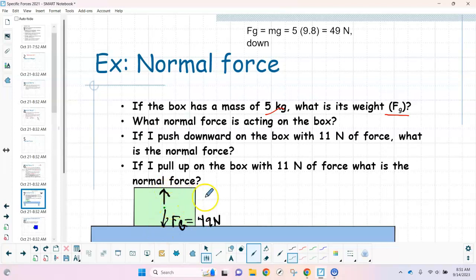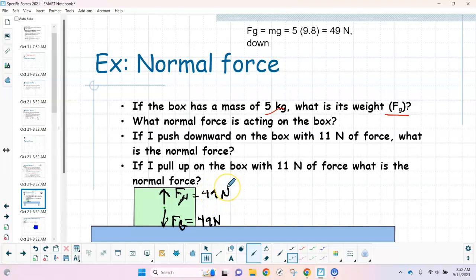And that amount going down and that amount going up should be the same. So this normal force, if I write it out as Fn, should be equal to 49 newtons. If it wasn't equal to 49 newtons, what would happen? Let's think about that. So we have 49 going up and 49 going down.